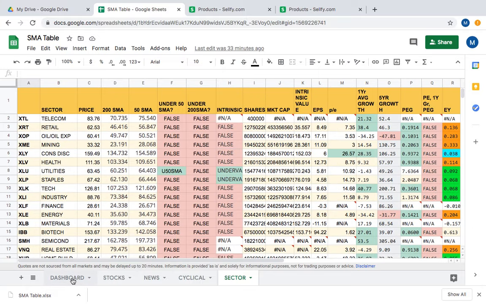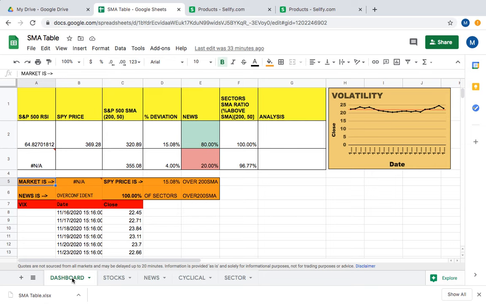So we go back to the dashboard, and like I was saying in the beginning, everything gets filtered into here. And so what this allows me to do is maybe I check this once a day, but I don't have to go digging too much to see where the overall market is at and whether or not I think it's a good time to buy.